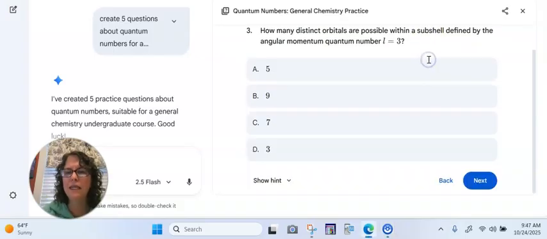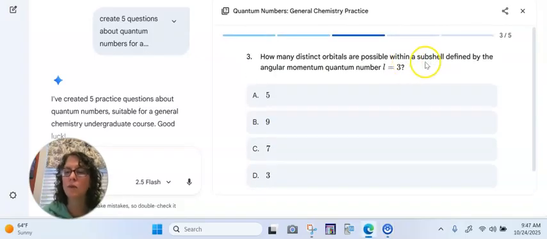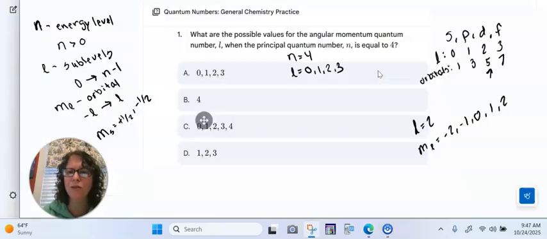How many distinct orbitals are possible within a subshell defined by the angular momentum quantum number L equal to 3? Okay, that's on my little overview also. If L is equal to 3, you're in an F sublevel, which means you're going to have 7 orbitals. So S, P, D, and F have 1, 3, 5, and 7 orbitals.